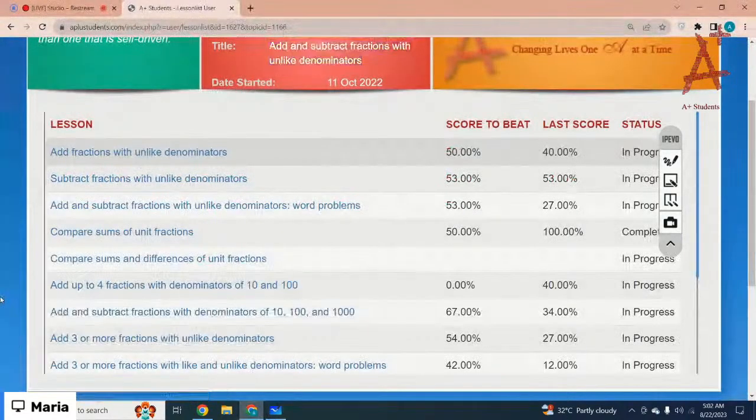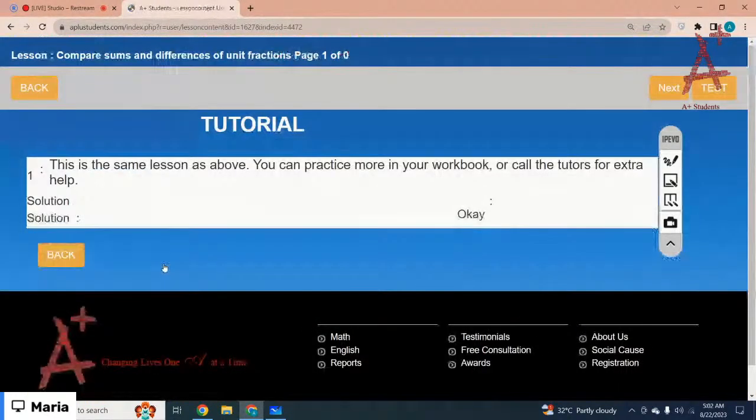Here I am on grade 4 math. Let's just start with the lesson that is compare sums and differences of unit fractions. Okay, this is the same lesson as above.